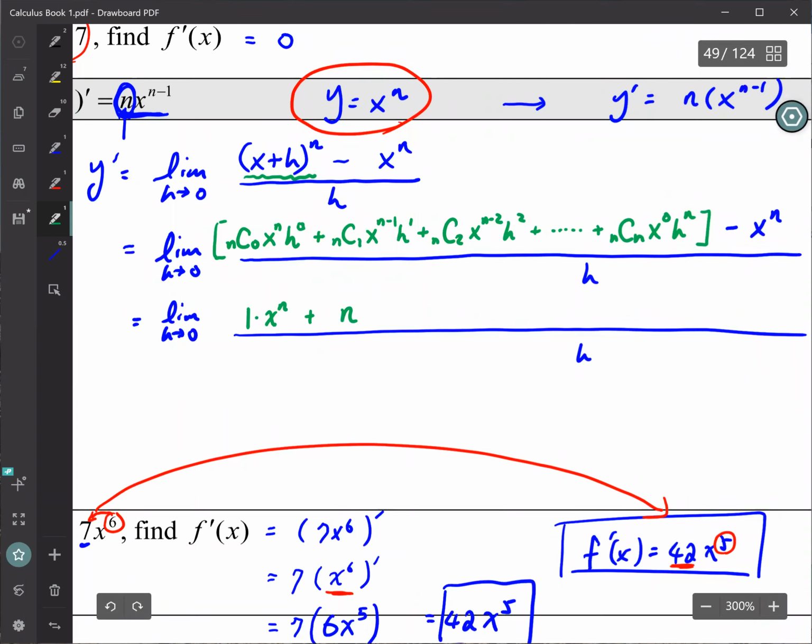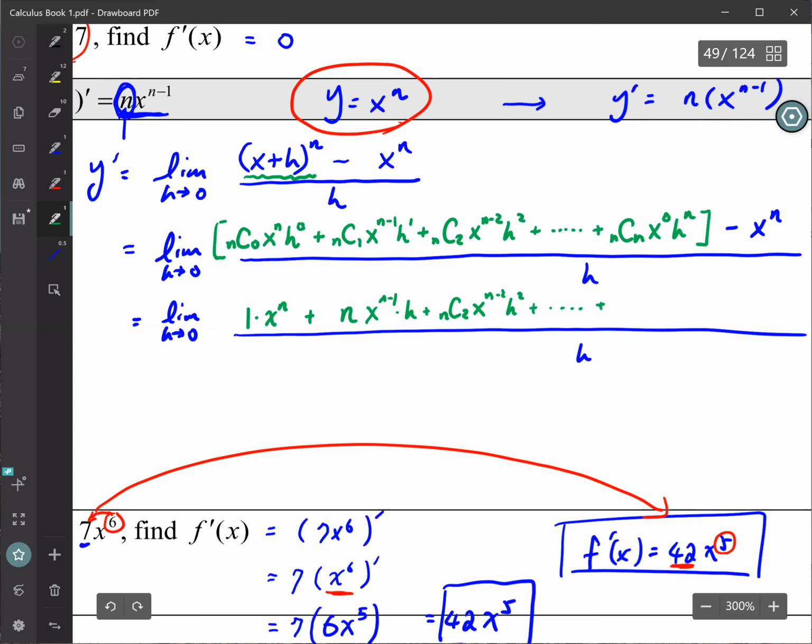Right, 3C1 will be 3, so NC1 will be n, all right? And then x to the n minus 1 times h. Now NC2, I'm just going to leave it as NC2. NC2 will be more difficult to find the answer, okay? The C0 and C1 are the easy ones. So just leave it like that.